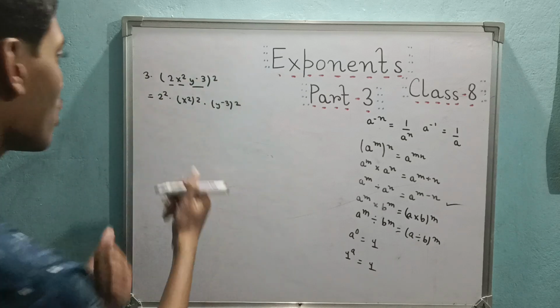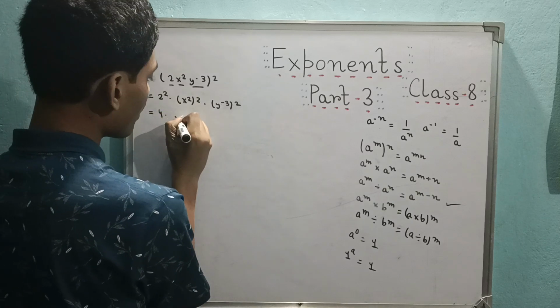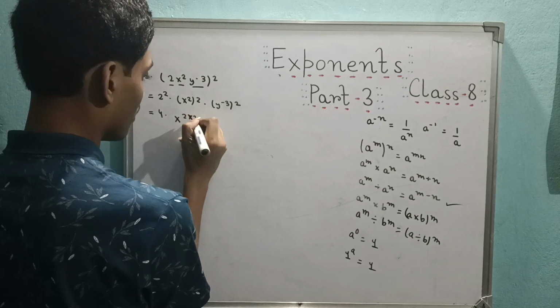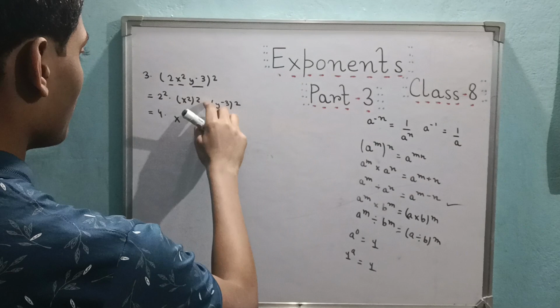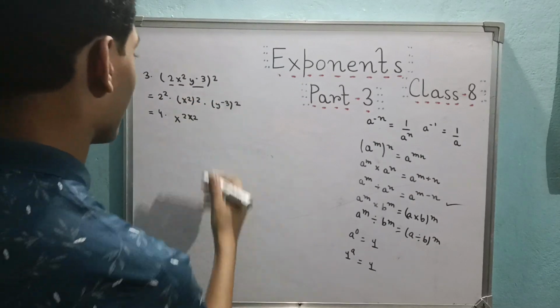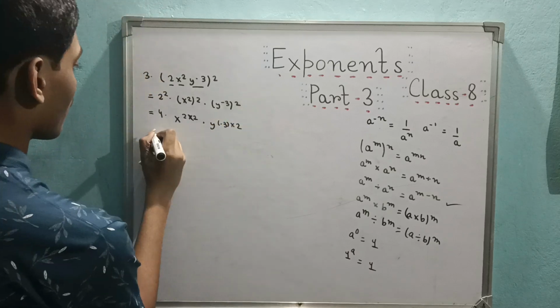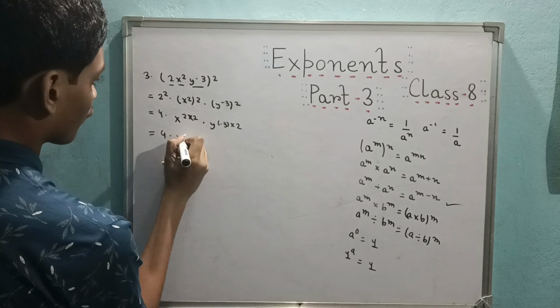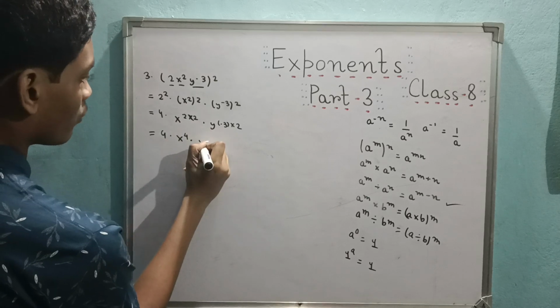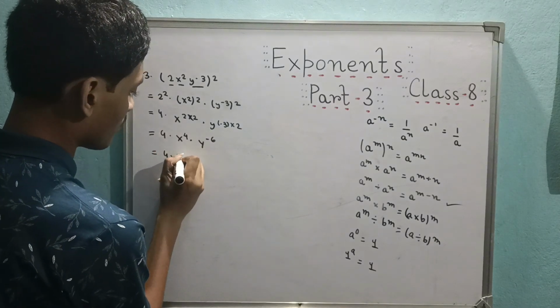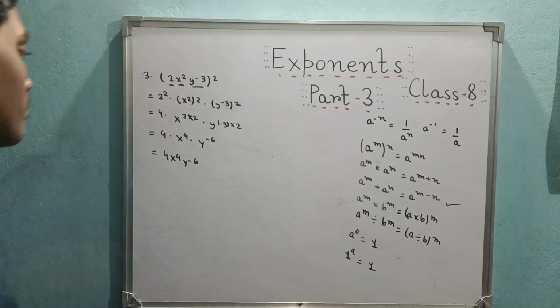And then just solve. 2 square is 4. This is x to the power 2 into 2. You can understand this is 2, not x. What is the rule? (a to the power m) to the power n, the powers get multiplied. Similarly here also, minus 3 into 2 equals minus 6. So 4 x to the power 4 y to the power minus 6. Just join them now. This is the answer. Easy. So I'm telling you it's not hard.